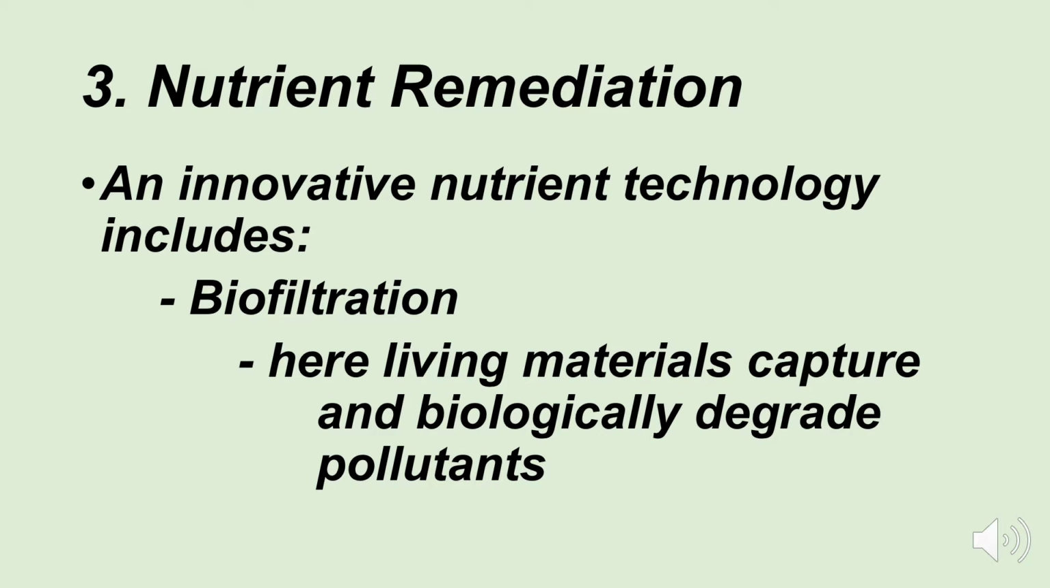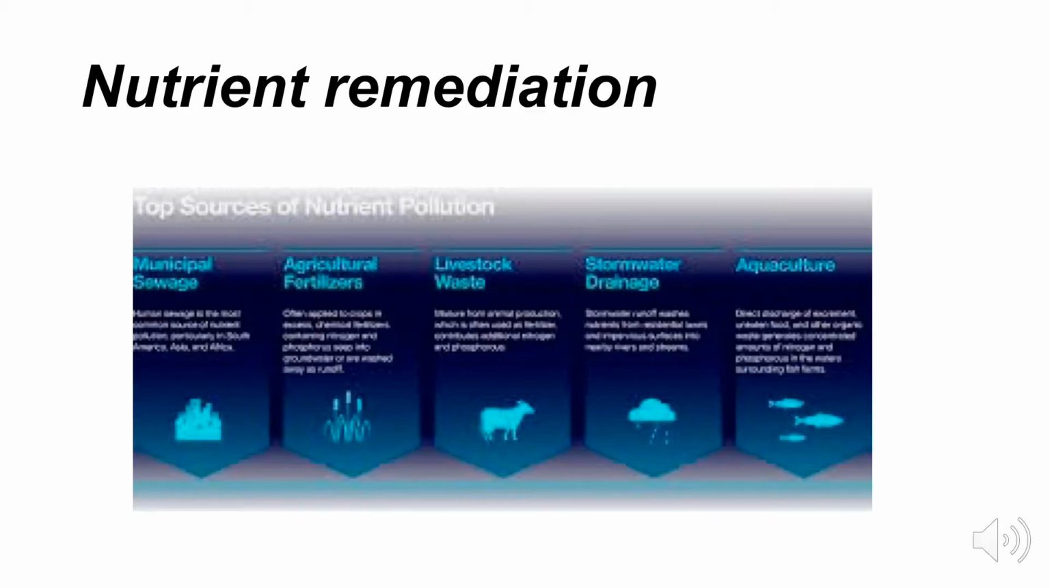We can use things like biofilters. Biofiltration, we use living materials to capture and biologically degrade or utilize pollutants. And I'll show you a few examples of them a little bit later. So we have a lot of different things we can do. We can use biofilters to reduce nutrients from municipal sewage plants, from agricultural fertilizers, from livestock waste, from stormwater drainage, and even from aquaculture, the agricultural practice of growing trout in place.